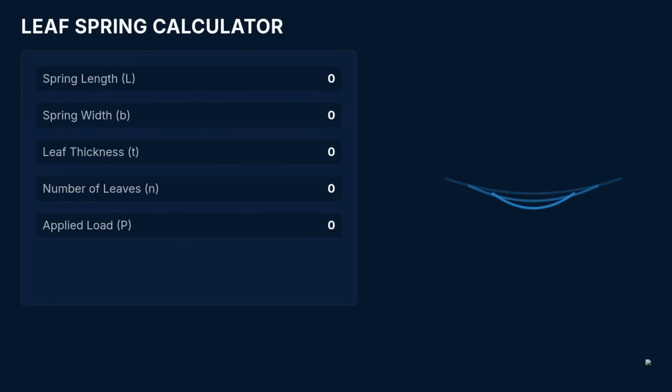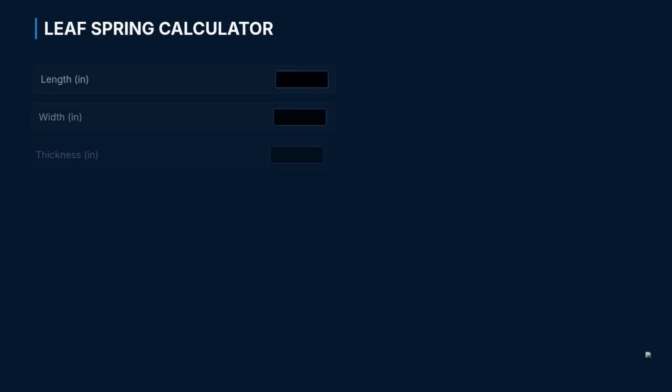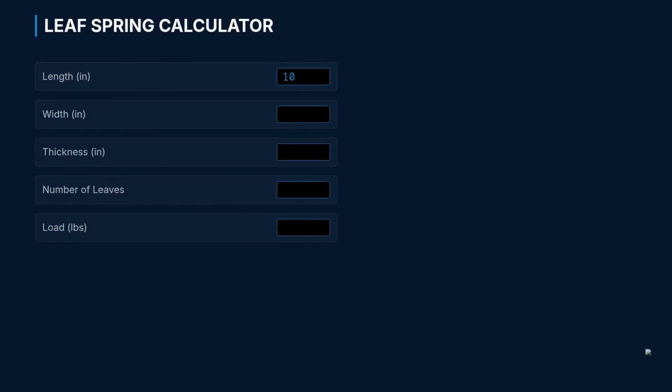For our example, I'll enter 10 inches for spring length, 10 inches for spring width, 10 inches for leaf thickness, 10 for number of leaves, and 10 pounds for applied load. After clicking Calculate Spring Properties, we get 3 results.